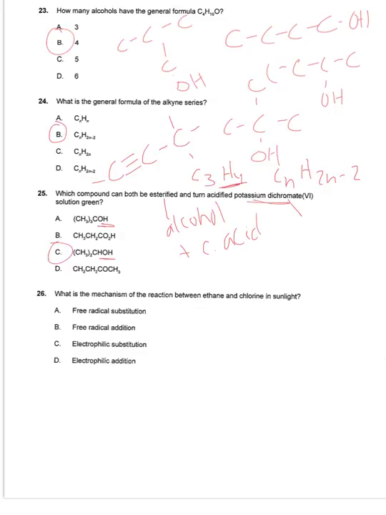26, what is the mechanism of the reaction between ethane and chlorine? Well, ethane is going to be a substitution reaction. That's what makes ethane so stable, is you have to actually bump something off to react with it. And it does undergo that free radical mechanism, but it is free radical substitution, not addition.